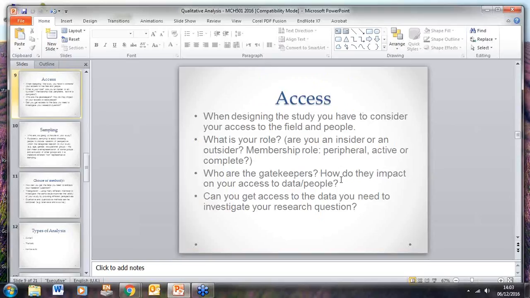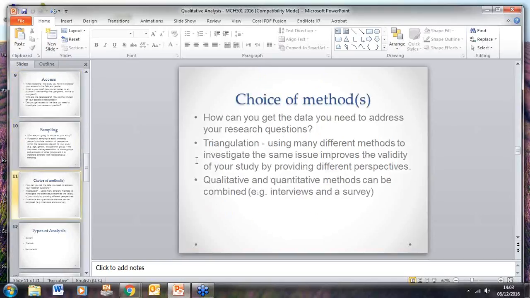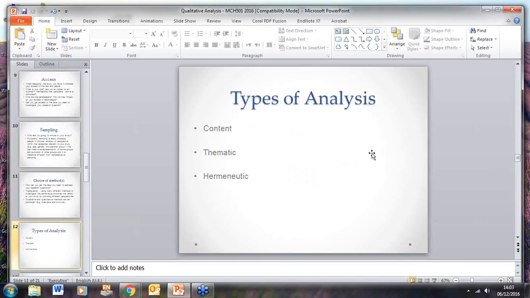So we've looked at access when we talked about data analysis, and we've talked about different types of sampling, so I'm not going to cover that now. What I want to look at is the types of analysis that we might undertake. The types of analysis are predominantly either content analysis, thematic analysis, or hermeneutic analysis. I've put a paper up on the DLE about content analysis, so that you can read about that further. We're also going to talk about thematic analysis and hermeneutic analysis.